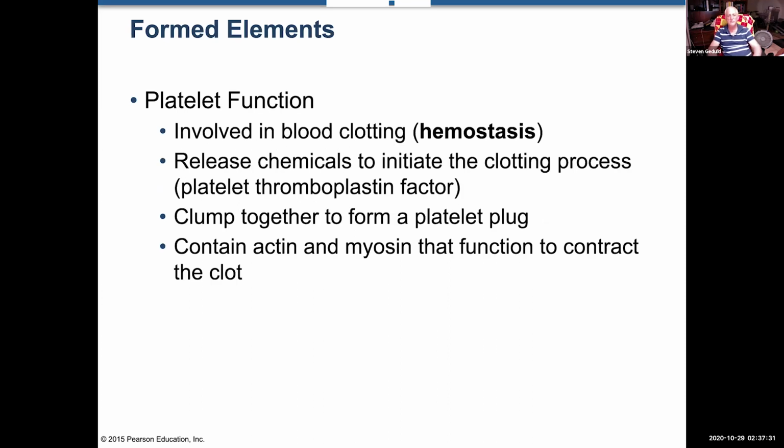How platelets function. Okay, this is what they do. They're involved in blood clotting. They allow the body to maintain hemostasis. They release chemicals that initiate the clotting process. They release platelet thromboplastin factor. They clump together to form a platelet plug. That's the initial response to blood clotting.